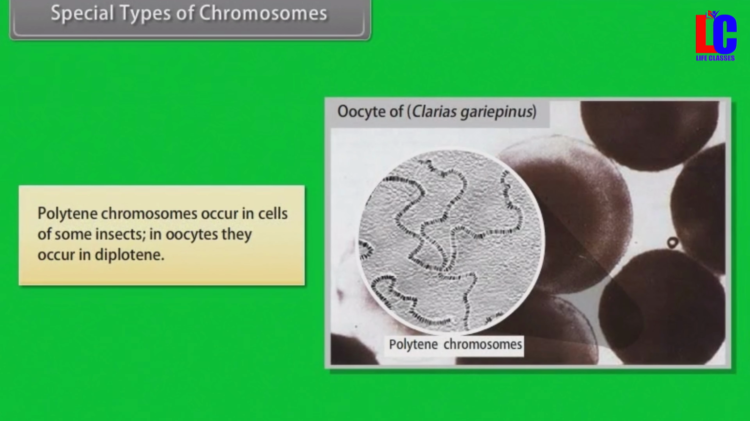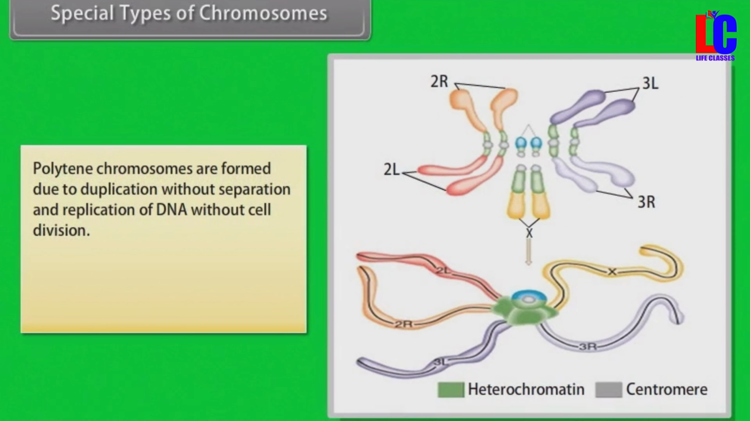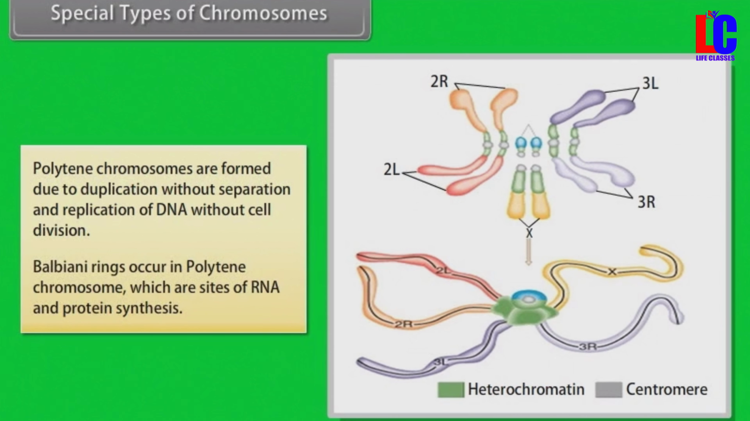Polytene chromosomes occur in cells of some insects. In oocytes, they occur in diploid condition. Polytene chromosomes are formed due to duplication without separation and replication of DNA without cell division. Balbiani rings occur in polytene chromosomes, which are sites of RNA and protein synthesis.